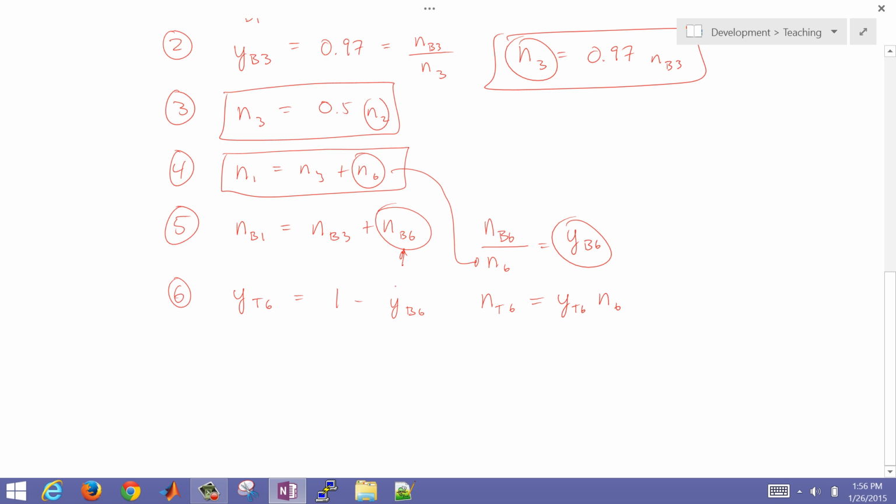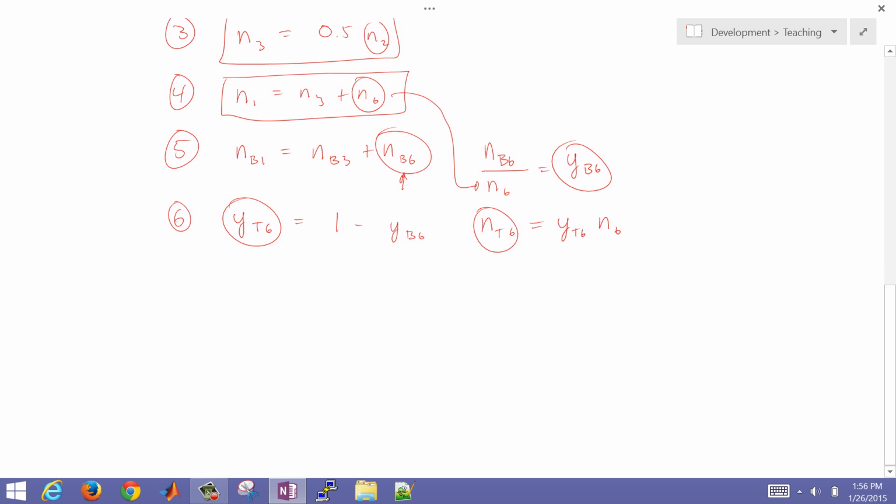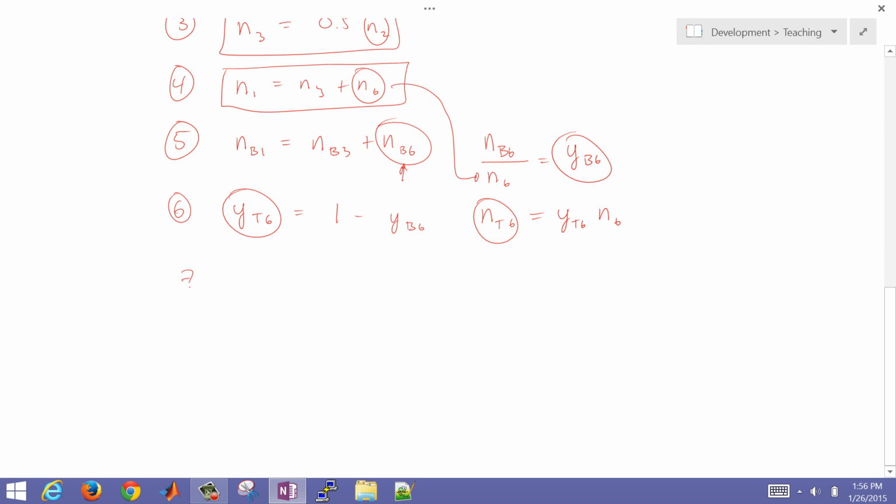Okay, so we're going to be able to get our toluene and then our moles of toluene coming out the bottom. Okay, let's go on to 7. Let's do an overall balance on the column. In equals out. There's no accumulation in this case. So that's just going to be N1 plus N3 plus N5 equals N2 plus N4.